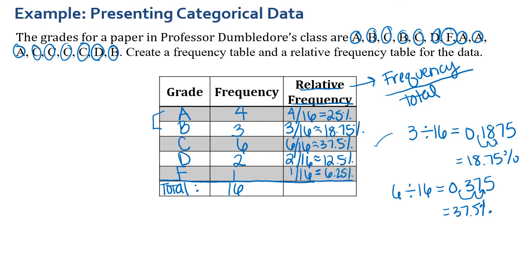So when I add up all these percentages, I better get 100% because that would mean I'm including all of them. And when I add them all up, I do get 100%. If I was looking at the proportions and adding up those fractions, it would be 4 plus 3 plus 6 plus 2 plus 1, which is 16 over 16, which is also 100%.